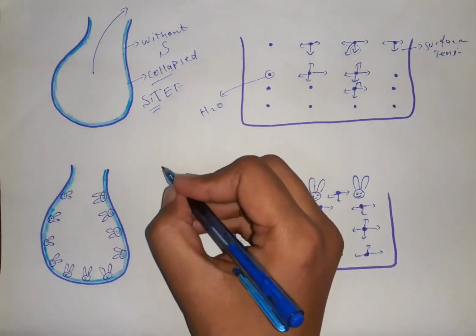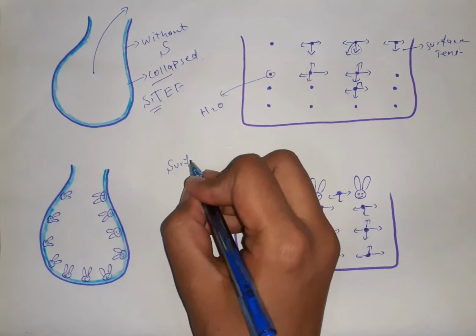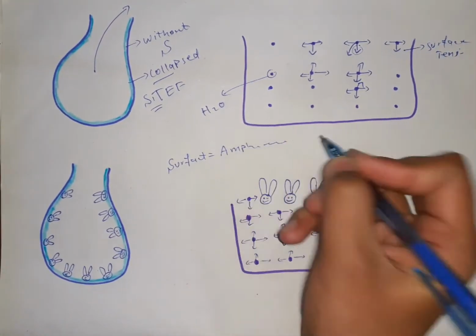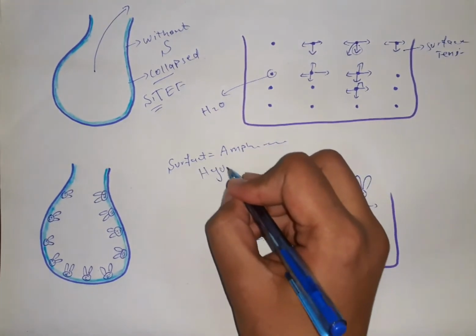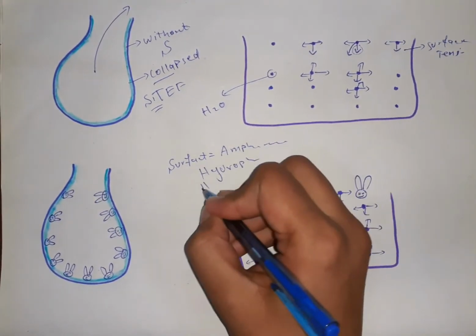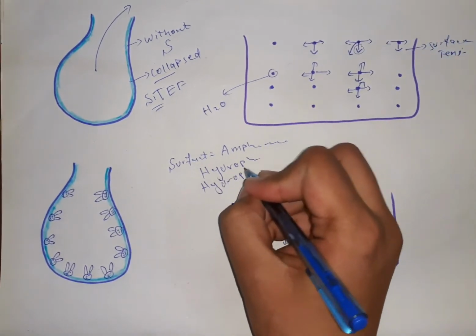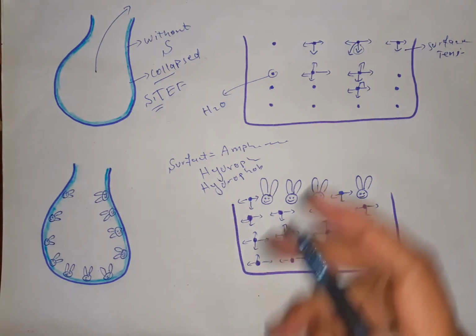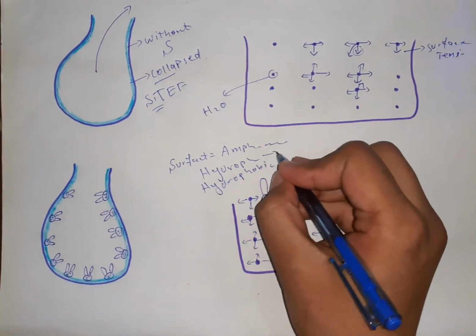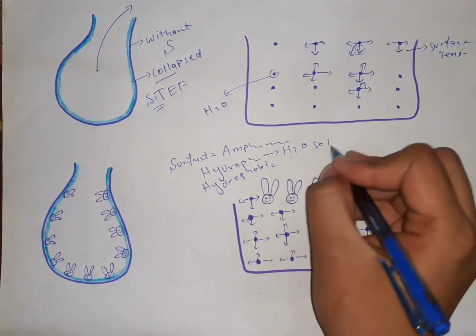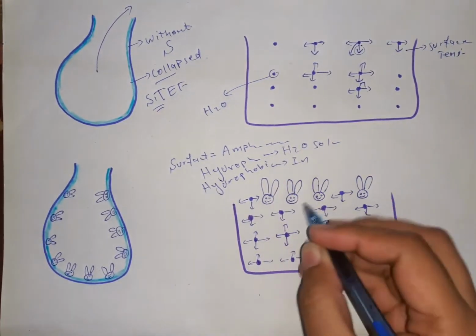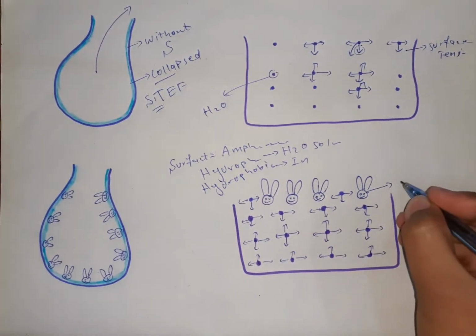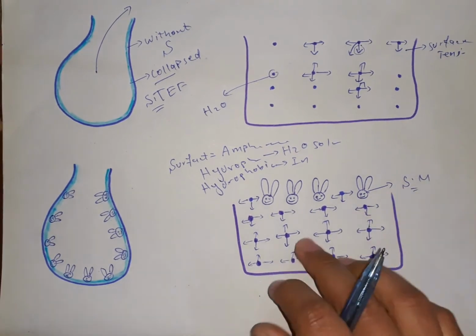Now, how does surfactant work? Surfactant is actually an amphipathic compound. Amphipathic compound means it has both a hydrophilic region as well as a hydrophobic region. It means that one region is water soluble and the other region is water insoluble. The hydrophilic region is water soluble, and the hydrophobic region is water insoluble. These are surfactant molecules, and they are dissolved in water.